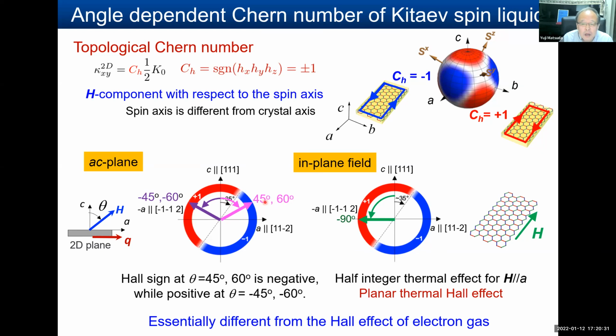Another important property is that the Chern number is finite even in a magnetic field applied parallel to the A-axis. So we can expect the planar thermal Hall effect. These properties of the thermal Hall effect are essentially different from the Hall effect of an electron gas. So these provide a stringent test of the Kitaev spin liquid. Let me first discuss these properties.